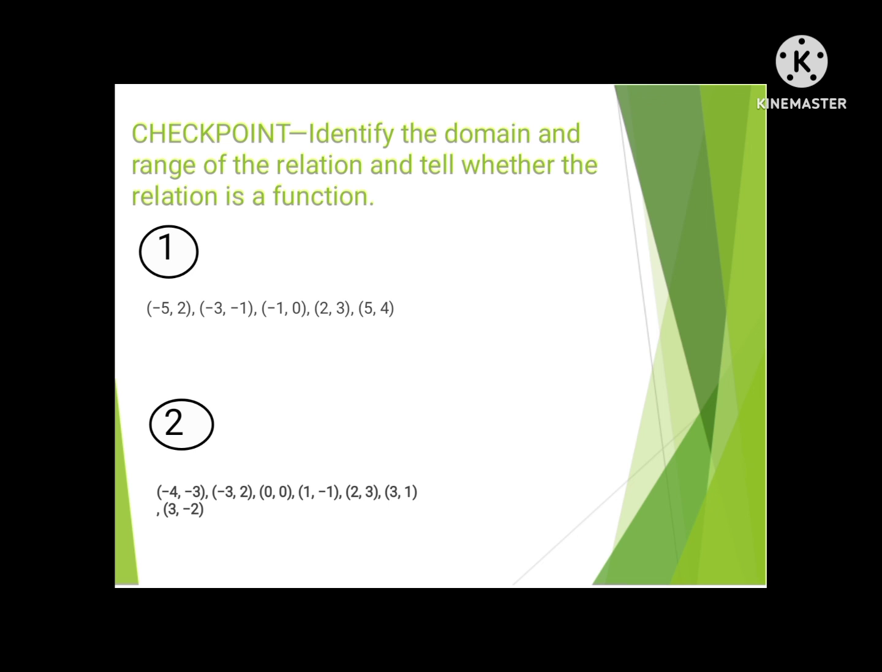We have in number 1, -5 and 2, -3 and -1, -1 and 0, -2 and 3, and -5 and 4. And here at number 2, we have -4 and -3, -3 and 2, 0 and 0, 1 and -1, 2 and 3, 3 and 1, and last 3 and -2.